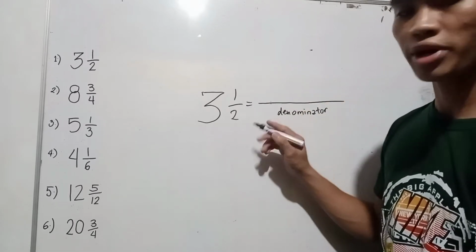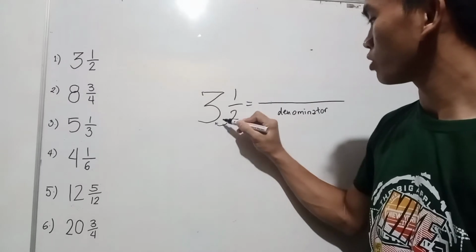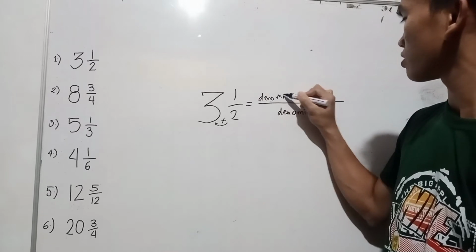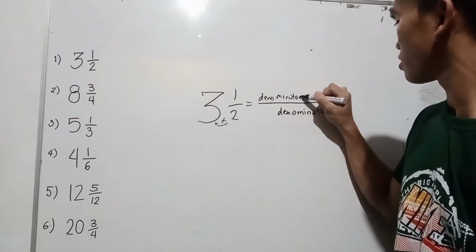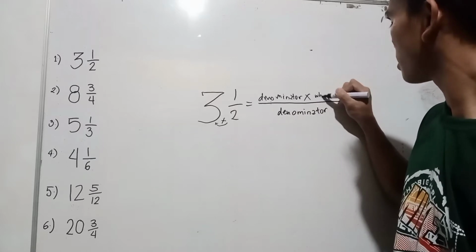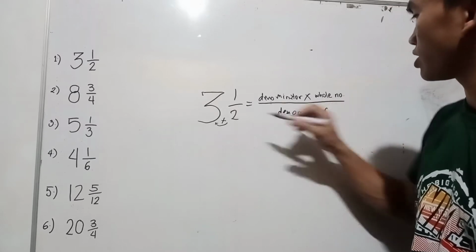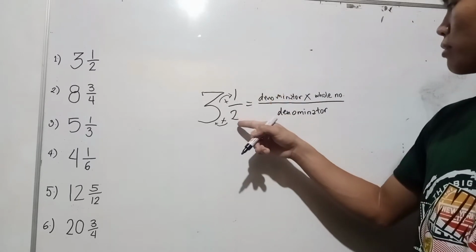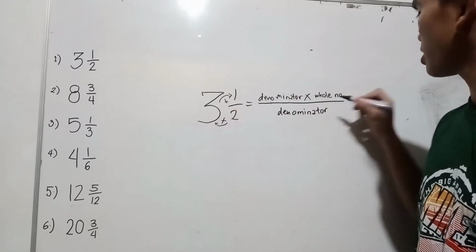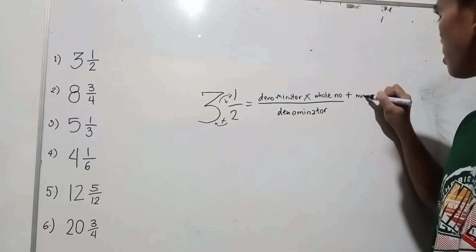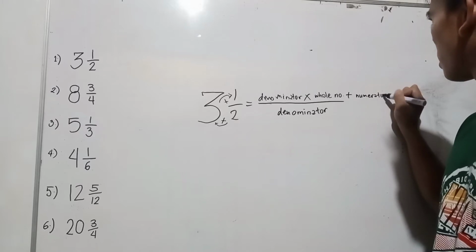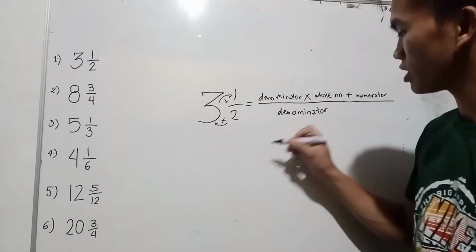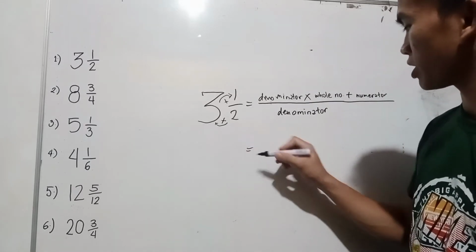And to get the numerator, the first thing to do is to multiply the denominator by the whole number, and the second thing to do is to add the product of the denominator and the whole number to the numerator. To further explain this one, we need to simplify this.